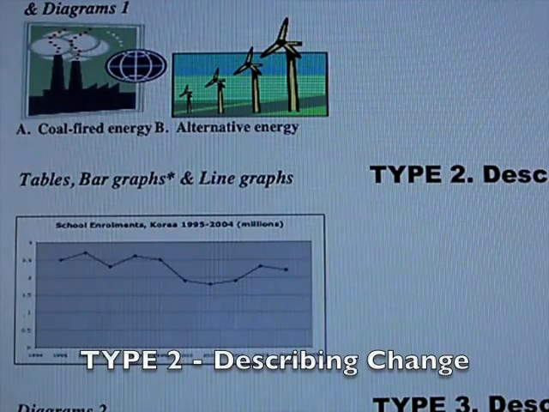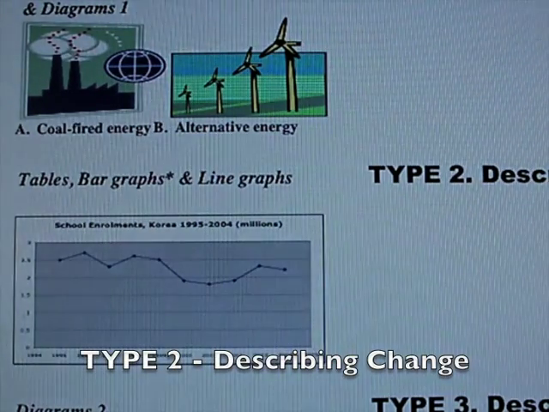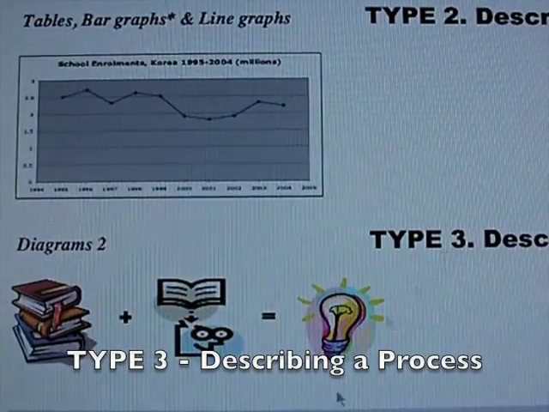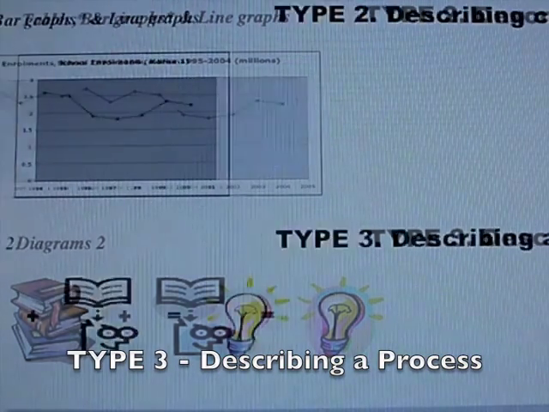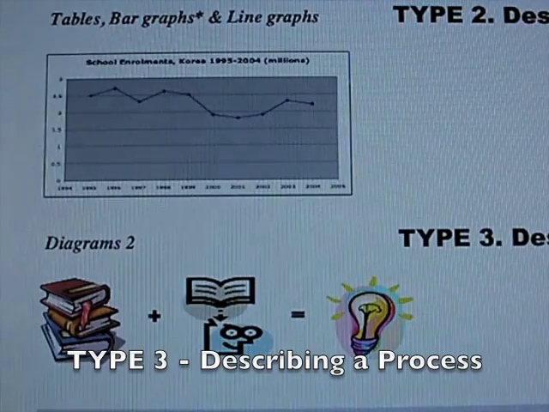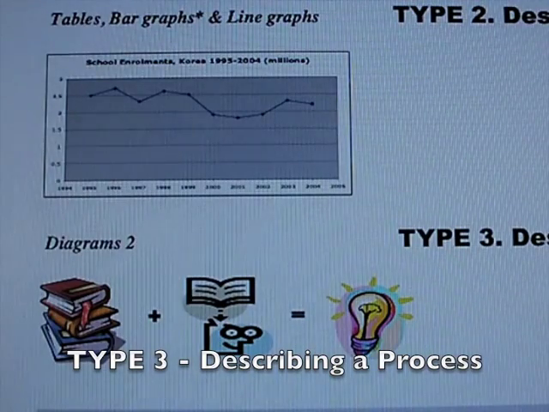Type 2 deals with describing some sort of change over time, and usually this is represented in a table, bar graph or line graph. And Type 3 involves describing some kind of process, and usually this is a diagram.